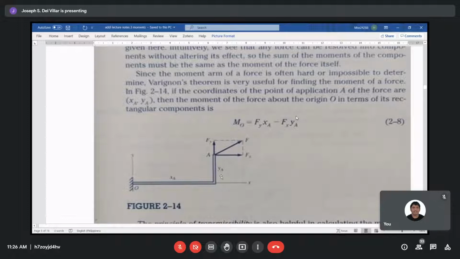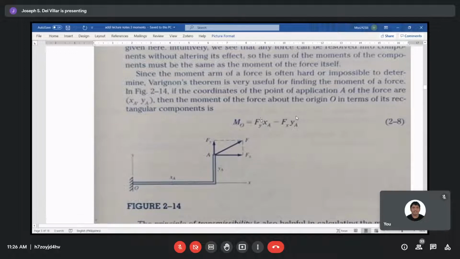Okay, figure 2-14. So we have a force F applied at point A. So ito yung force F applied at point A. Now the force F is resolved into its x component, Fx, itong horizontal, and the vertical component, Fy.